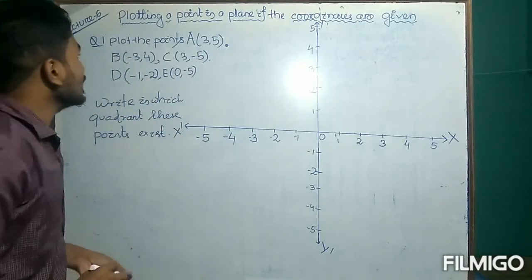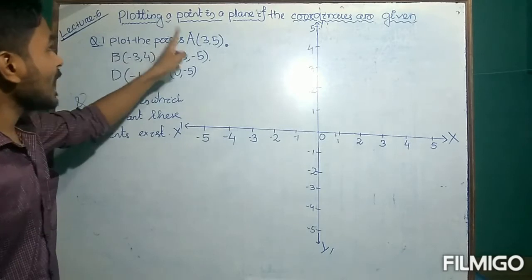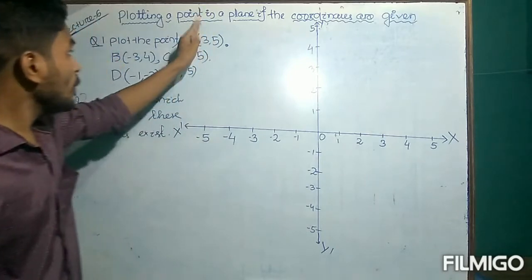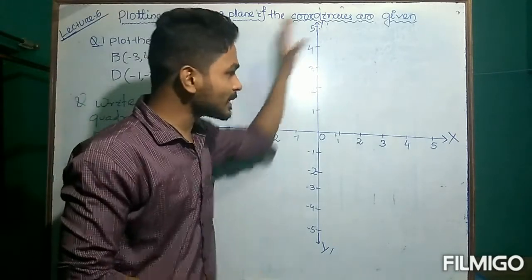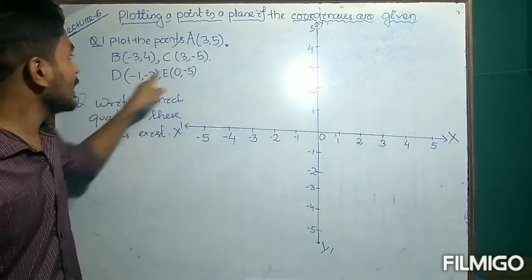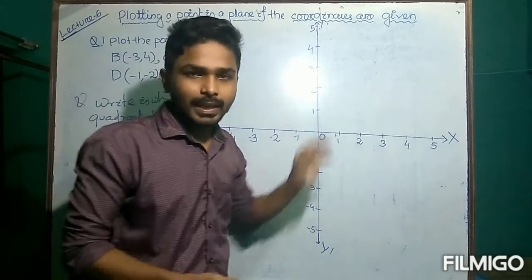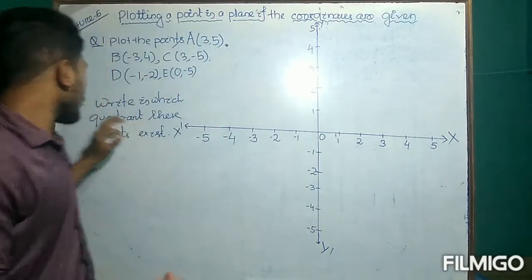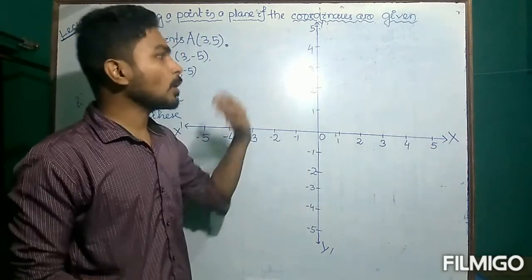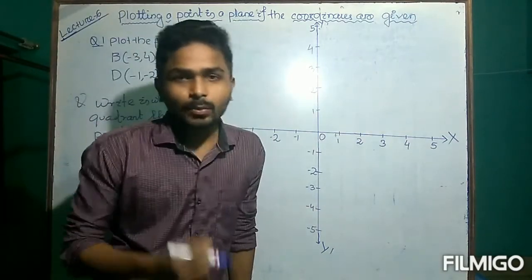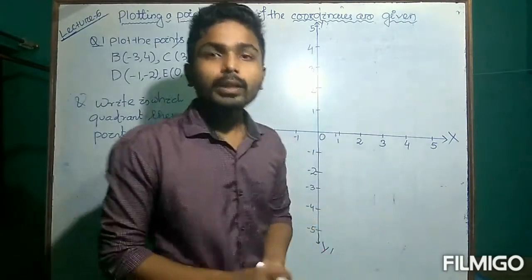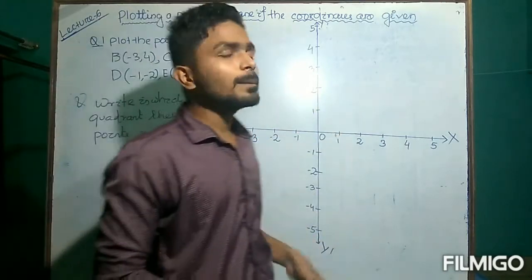So here is the question: plot the points A, B, C and D. These are the 4 points. We have to plot or locate these points on this Cartesian coordinate system, and their coordinates are given. Except this, we have to write in which quadrant these points exist. So after locating those points on the Cartesian coordinate system, we have to write in which quadrant or in which axis those points will lie.